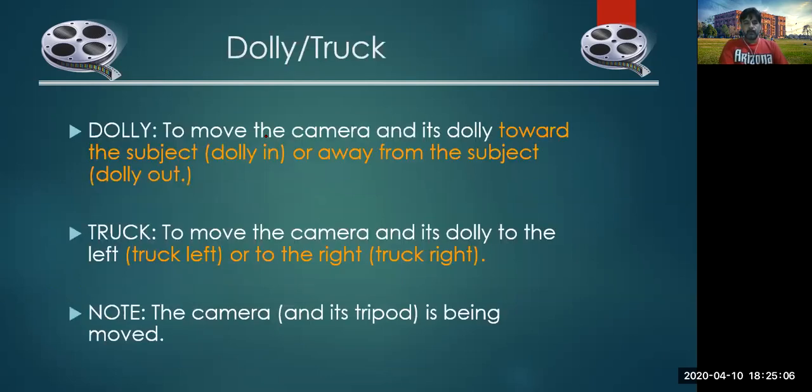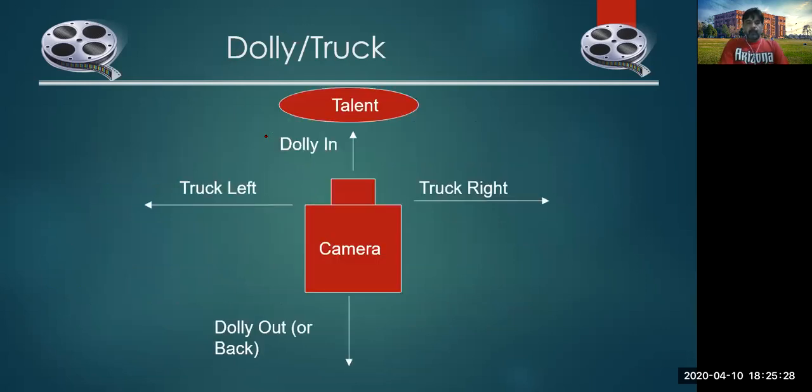Dolly or truck. Dolly is to move the camera towards the subject. It is called dolly in, or away from the subject, it is called dolly out. Truck is to move the camera to the left or the right hand side. Here the camera and the tripod are being moved in this kind of movement. Just like that. So the whole thing which is in red, this will move left. All right, that is called truck left. If it is moved right, that is called truck right.